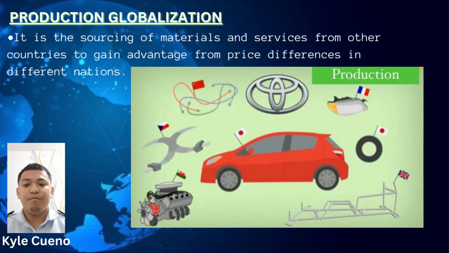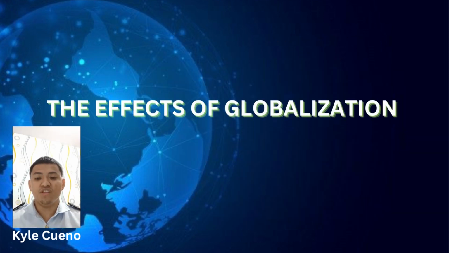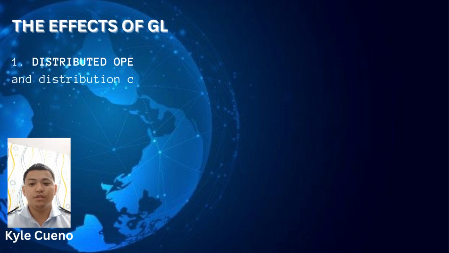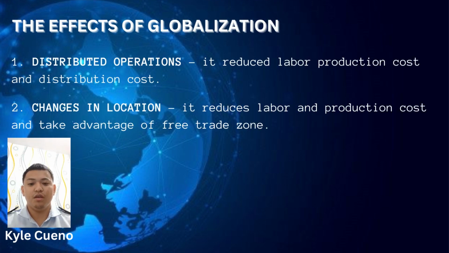Next is globalization of production. It involves sourcing materials and services from different countries to benefit from cost advantages which arise from price differences in various nations. The effects of globalization are, first, distributed operation. It reduces labor, production, and distribution costs. And the second is changes in location. It reduces labor and production costs and takes advantage of free trade zones.